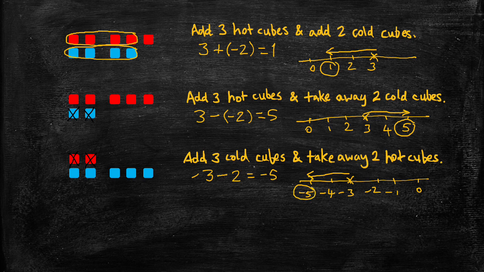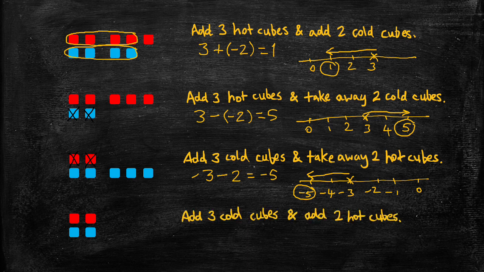Let's do one last example. What if I add 3 cold cubes and add 2 hot cubes? Here's the 3 cold cubes, here's the 2 hot cubes. I can see that I've got 4 hot cubes here balanced by 4 cold cubes here, and I've got 1 cold cube left over. I must be at -1.